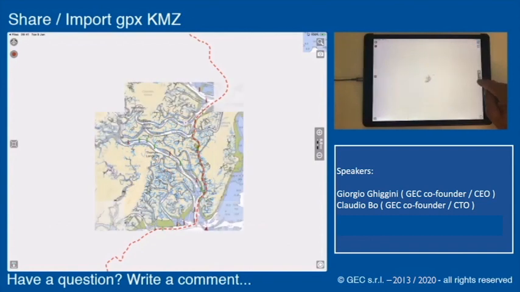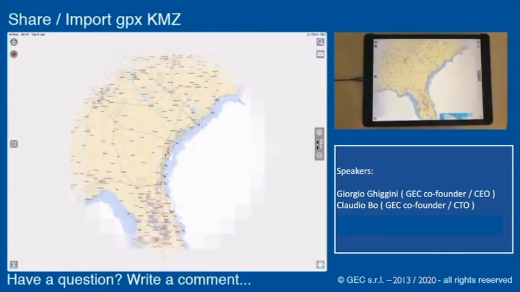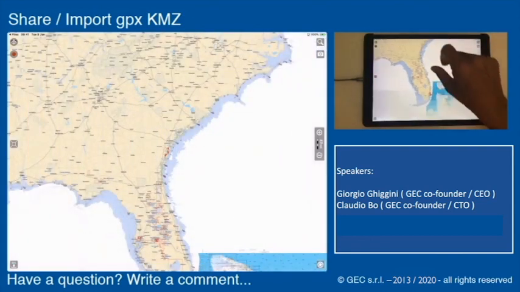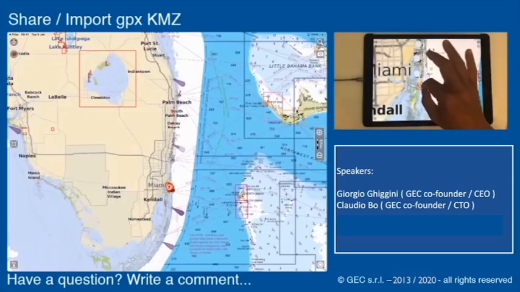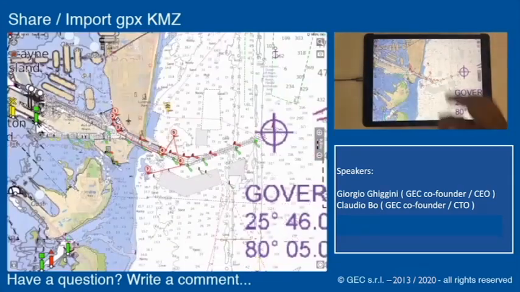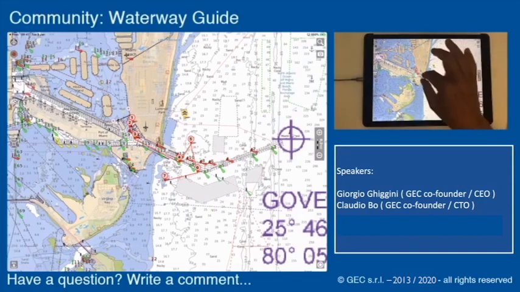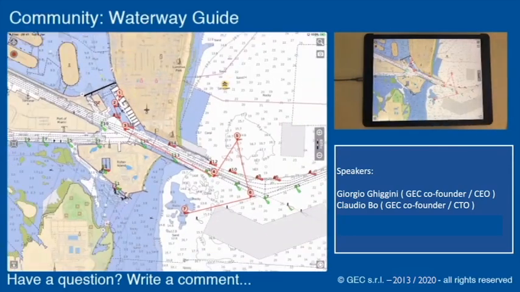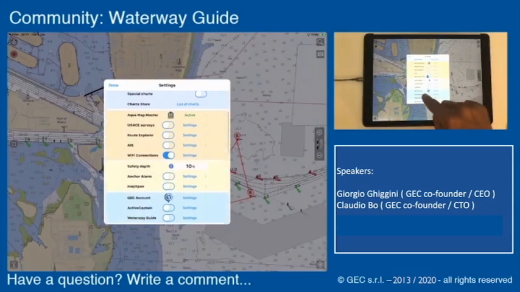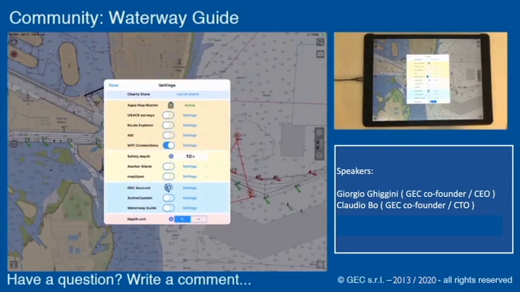Okay. Now, let's move on to a different topic. Let's talk about community data. In our app, you can download and overlay different types of community data. In particular, you can have ActiveCaptain and Waterway Guide data. Let's see how it works.